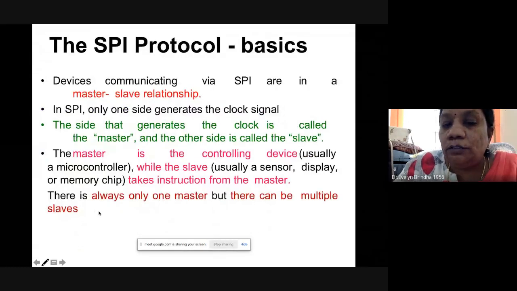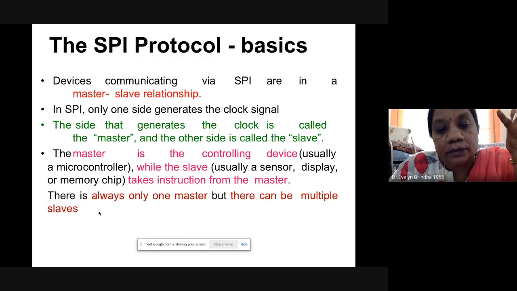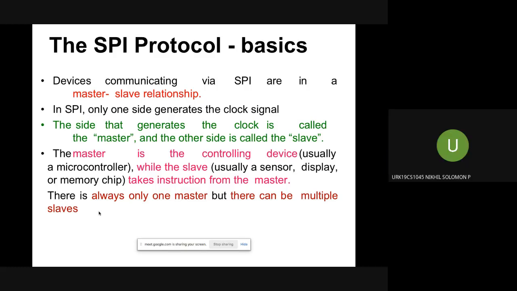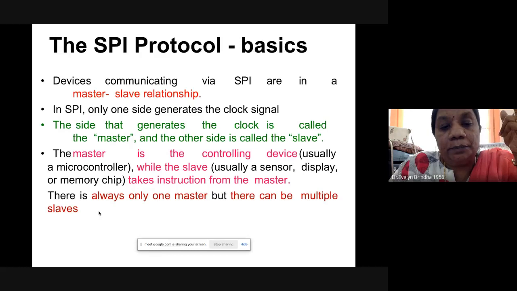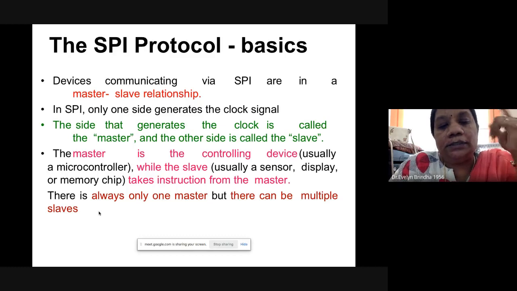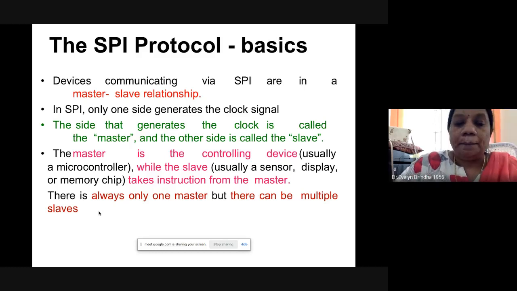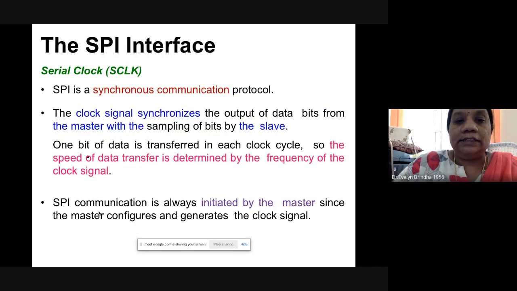So can somebody say what are the 4 logic signals of SPI? One is the clock. Second, master output, slave input. Very good. Next, master input, slave output. Very good. And the last one is slave select, selecting the slave. Fantastic. Okay, so that is the 4 logic signals.